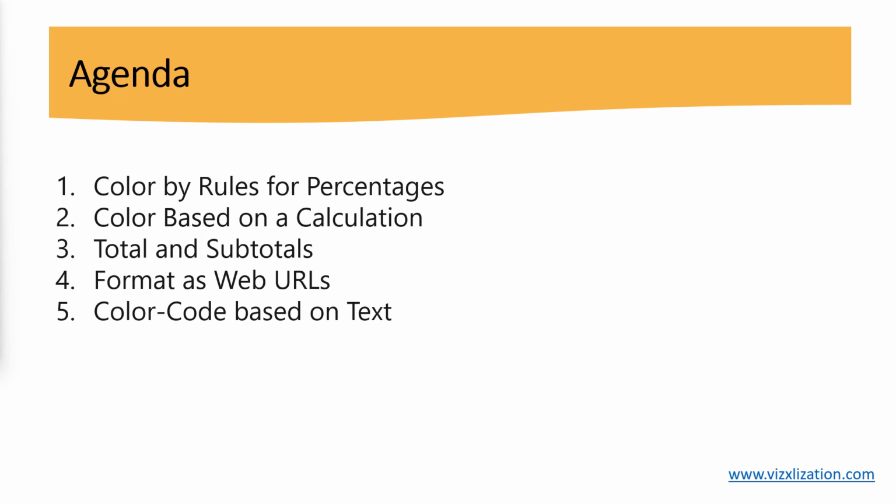And then next point is about conditional formatting for totals and subtotals. I have also seen questions about that. The next point here is about format as web URLs. Also, I've seen questions about that. And finally, guys, we're going to learn about color code based on text.